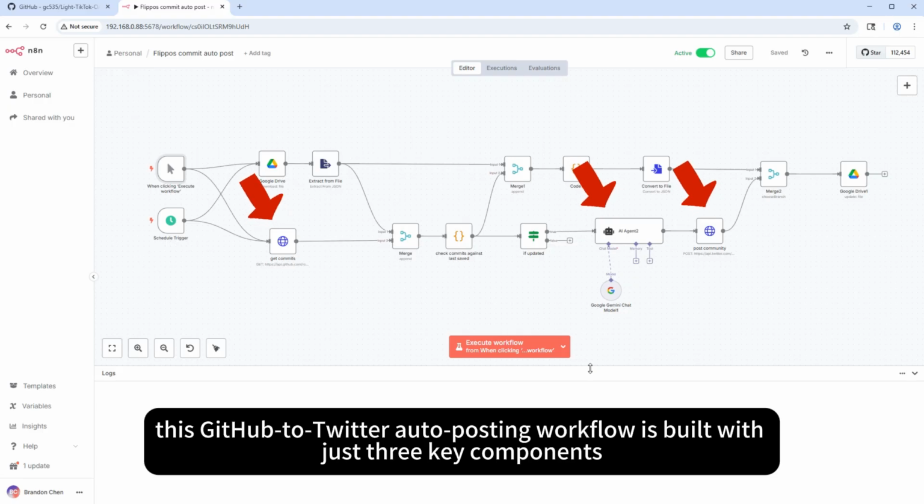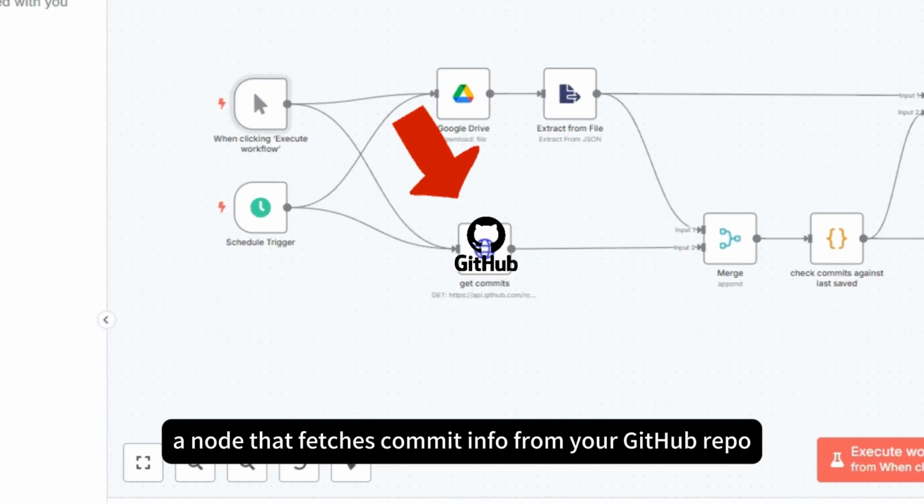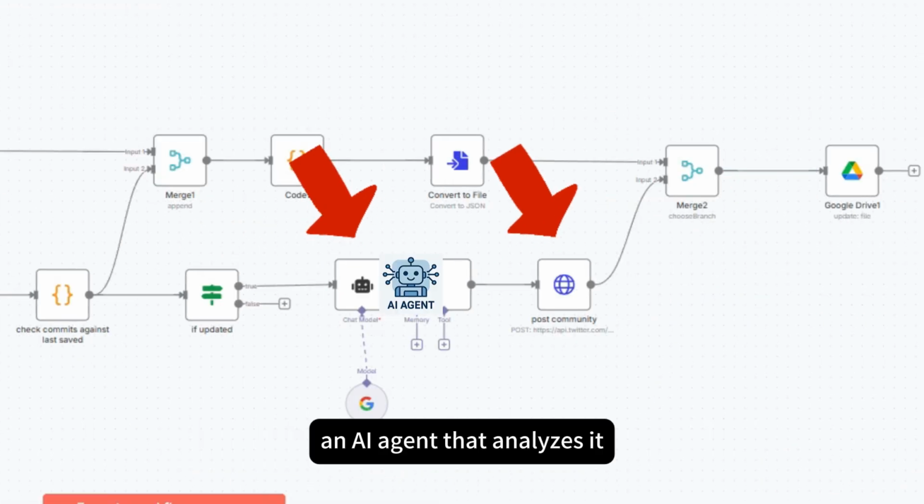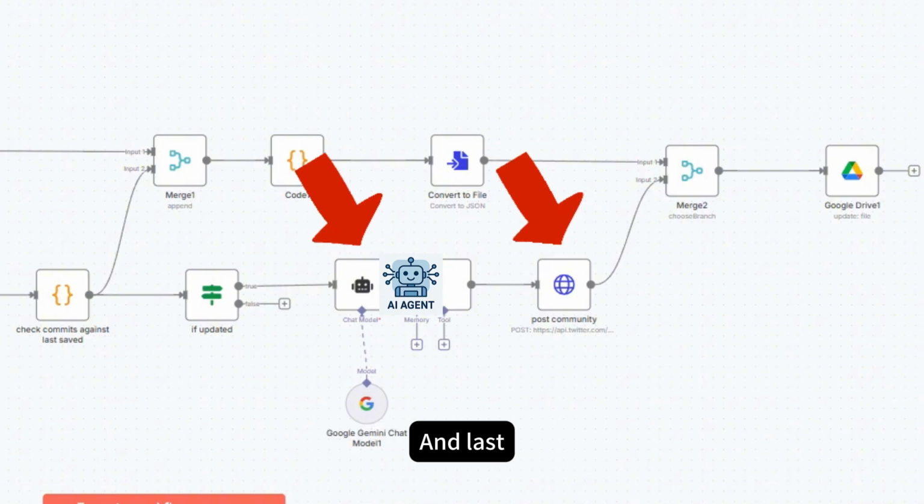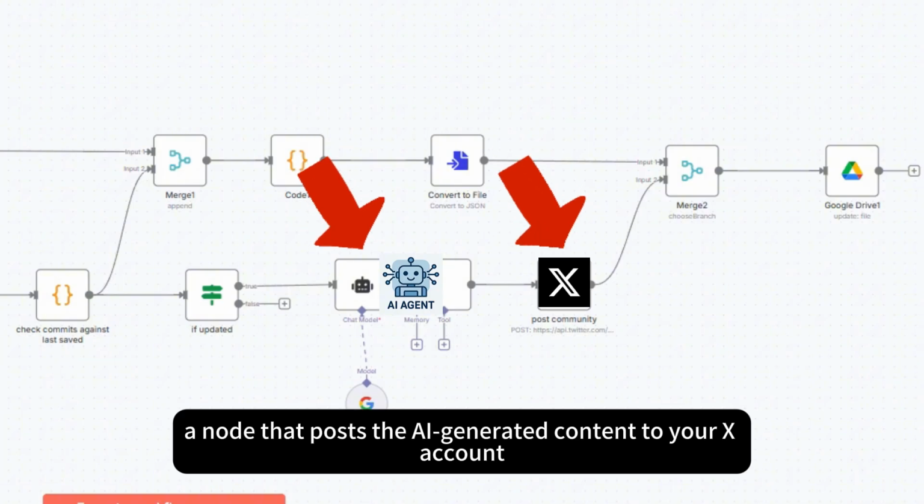Anyway, this GitHub to Twitter auto-posting workflow is built with just 3 key components. First, a node that fetches commit info from your GitHub repo. Second, an AI agent that analyzes it. And last, a node that posts the AI-generated content to your X account.